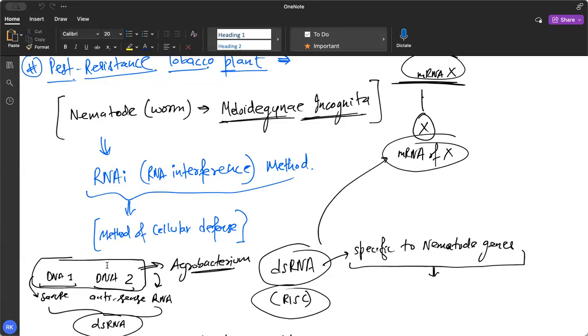So what we will do is, there will be two DNA strands. First, where is all this happening? Where is this fight happening? It's happening inside a plant cell, correct? Yes, sir. And what are the methods of introducing DNA into a plant cell? We can use a natural vector, which we have changed or modified for our benefit.